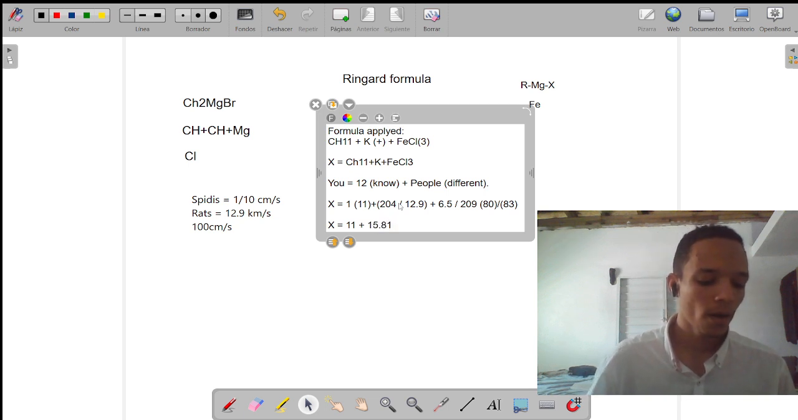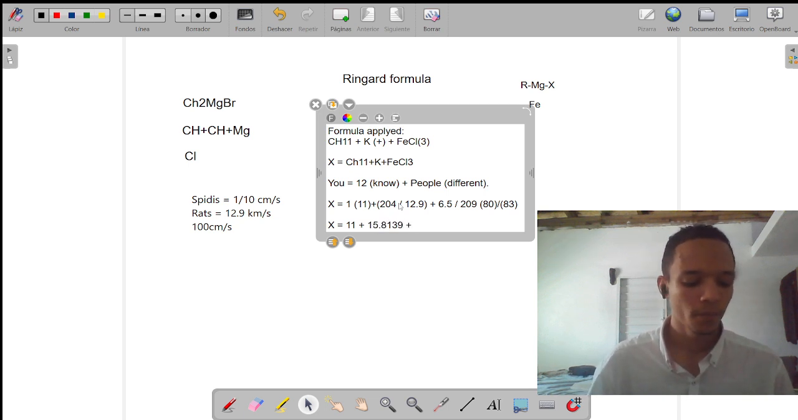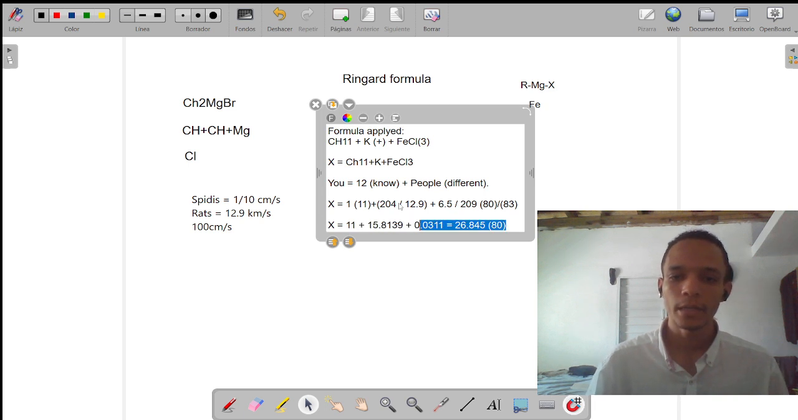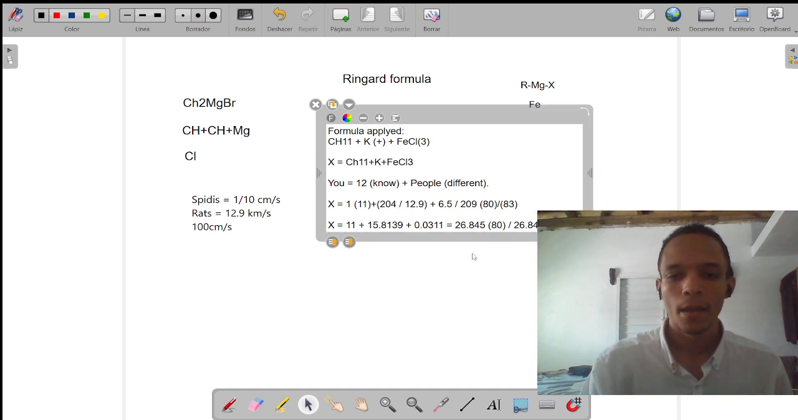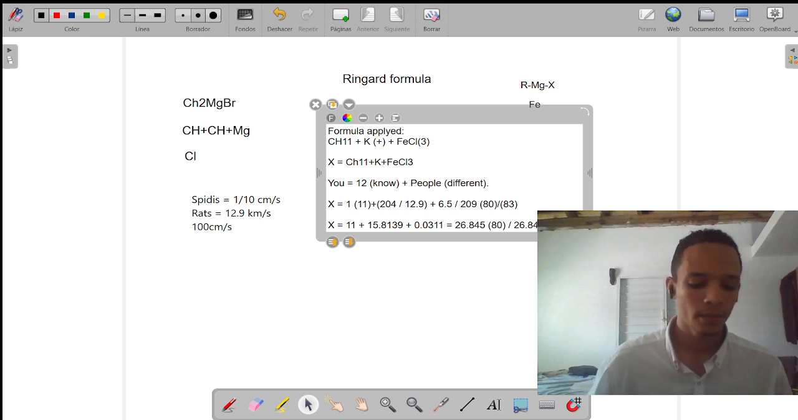Okay, 81, 39 plus 0, 0, 3, 11 equal to 26, 84, 5. And we're going to use 80. We're going to just copy this part here. And that's it. See, for example, this is 80.